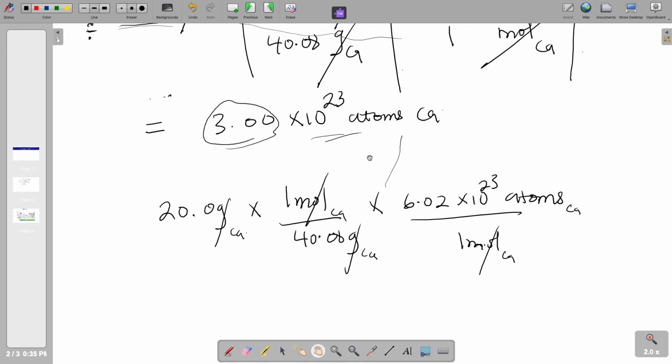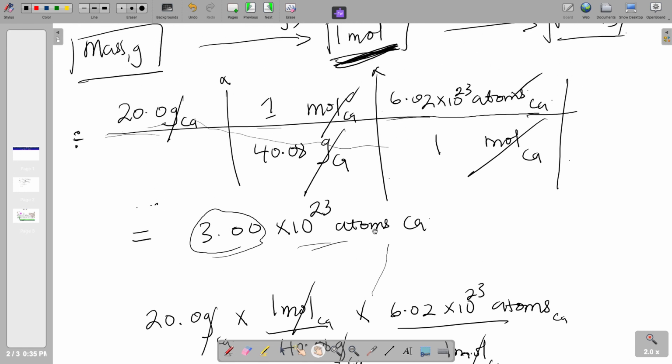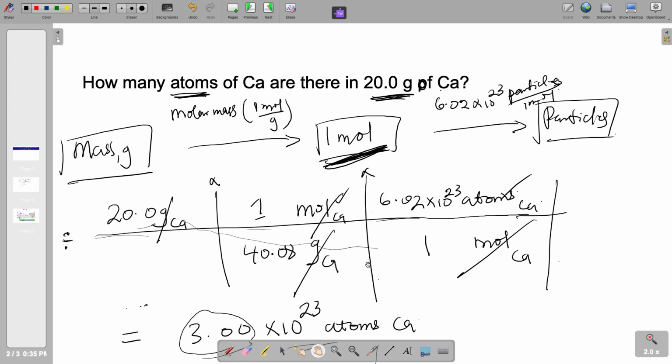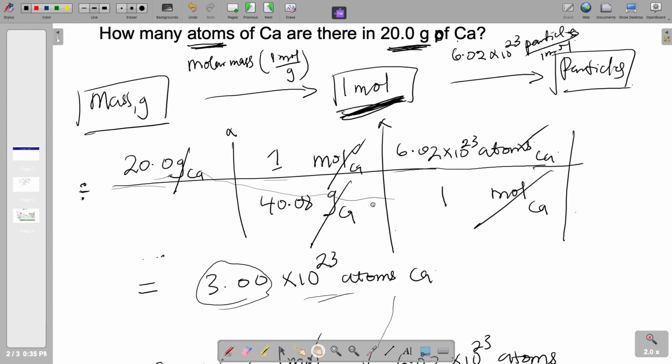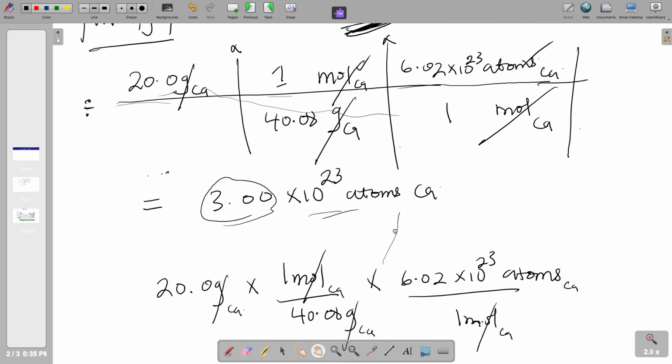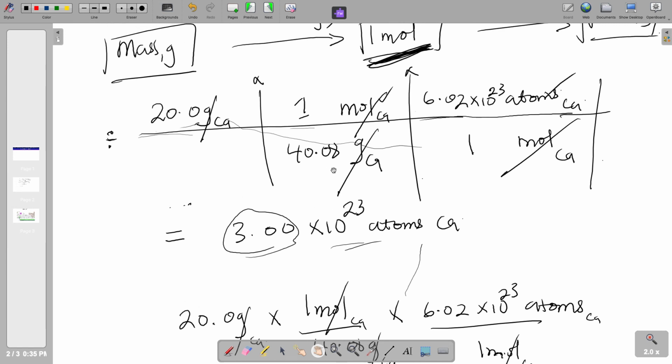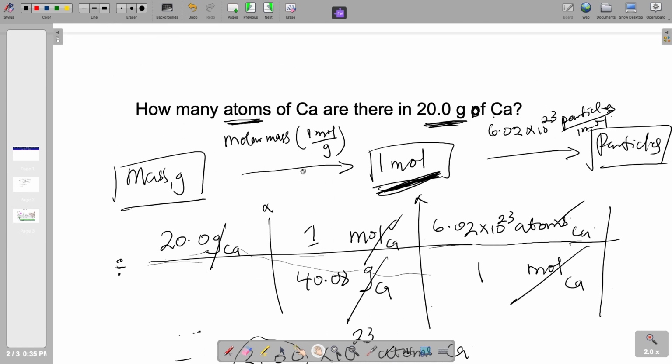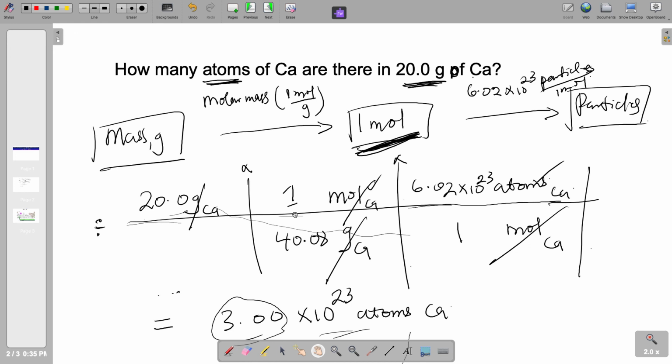Okay, so this is how to calculate the number of atoms in a sample of an element. As you've seen, to find the molar mass of our element, we just read it from the periodic table. That's all there is to it. In some questions, you don't always have an element. You have, let's say, a compound. Okay, and we'll look at examples of that sort.